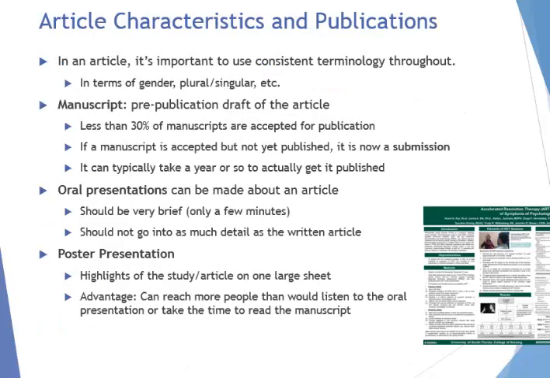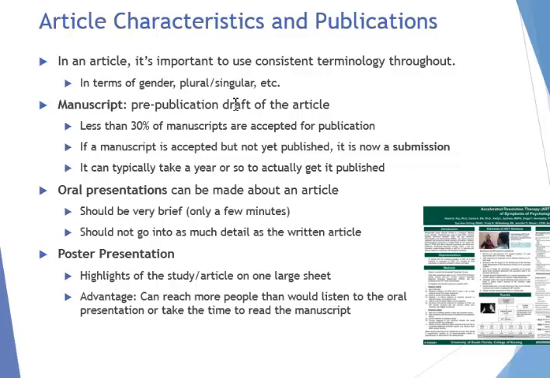Now, in terms of publications, very quickly, in an article, generally speaking, it's important to use consistent terminology. Some people use he, some people use she. You can use he or she, which is what I think the general standard method is today. But switching back and forth is not really appropriate. Singular and plural: if you want to refer to your subject as being the subject or the subjects, that's okay, but you've got to be consistent throughout.